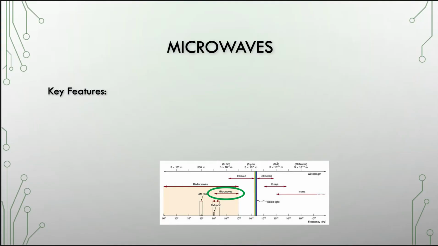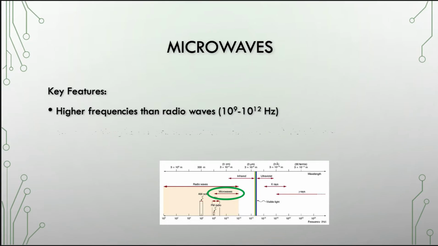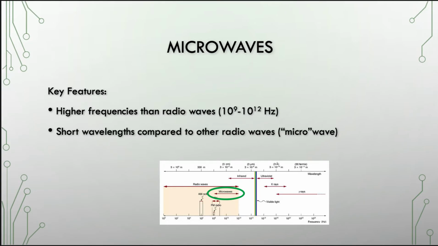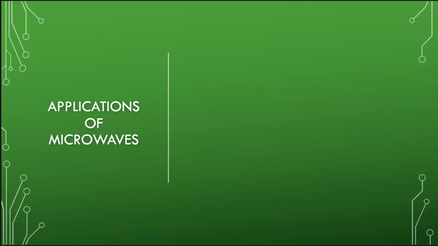Microwaves are the highest frequency EM waves that can be produced by currents in macroscopic circuits and devices. Microwaves have short wavelengths compared to other radio waves. That's where the micro in microwave comes from. These waves are produced by atoms and molecules generated by thermal agitation. The thermal motion of atoms and molecules in any object at a temperature above absolute zero causes them to emit and absorb radiation. There are three major applications of microwaves.